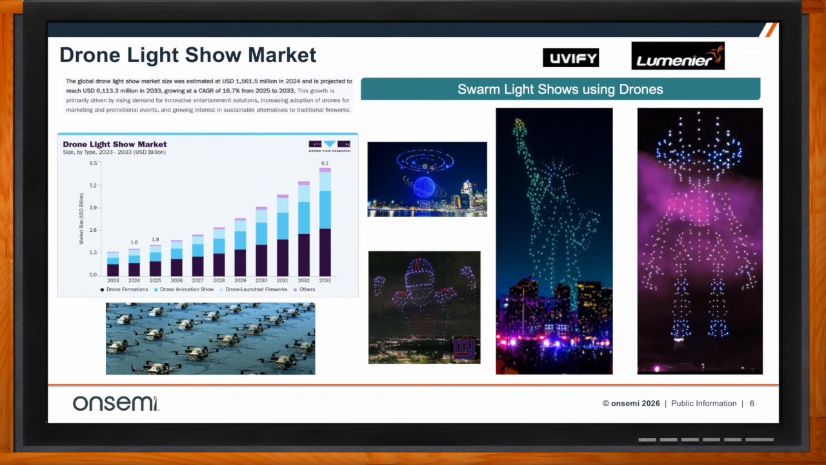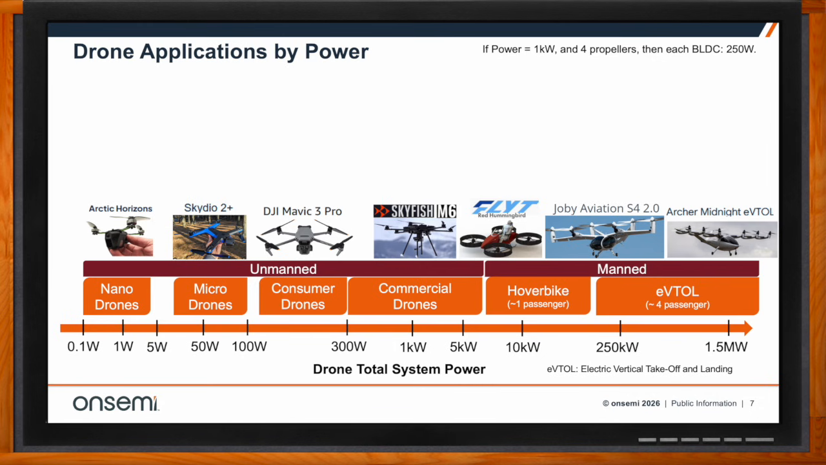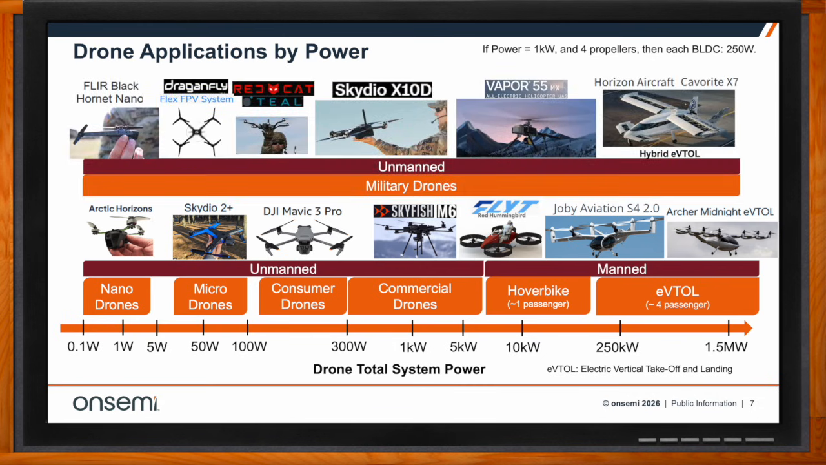So what I'd like to do is look at drone applications by power. I created this number line on the x-axis at the bottom of the slide, which captures the drone total system power. What I mean by that: let's say you had 4 propellers and each propeller was driven by a brushless DC motor with 250 watts for each motor. That would be 1 kilowatt for the total power.